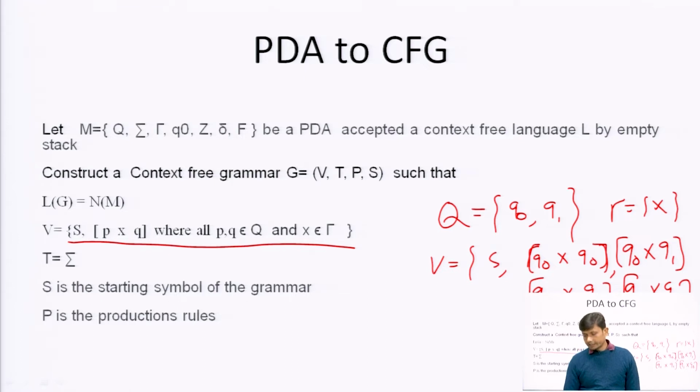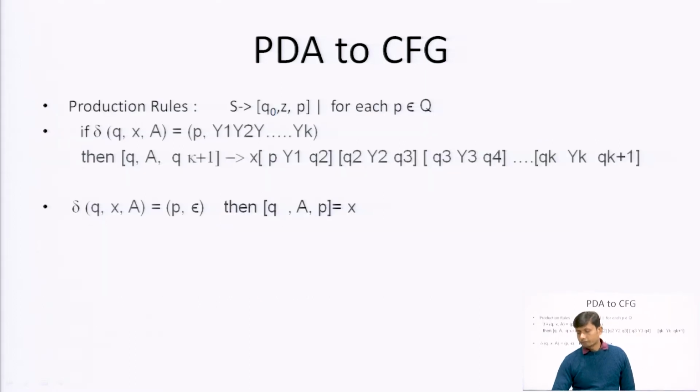We already know the terminals, and only two things are clear from this slide: we have got the variables and the terminals. We also know the starting symbol. Then we have to find all the productions generated by the transitions of the pushdown automata. So what are the production rules? The first one says: S goes to [Q0 Z P] for each P belonging to Q. What is the meaning of this?